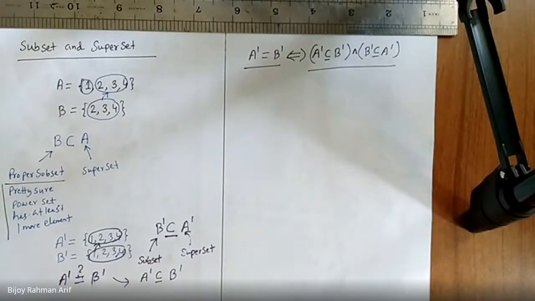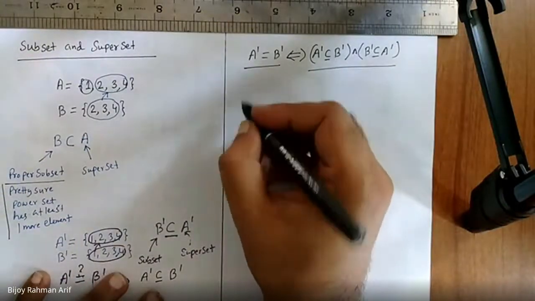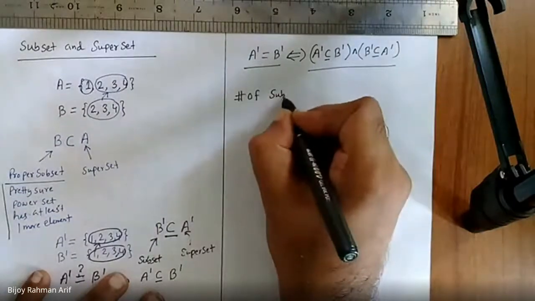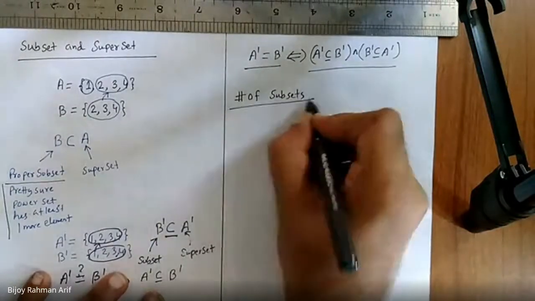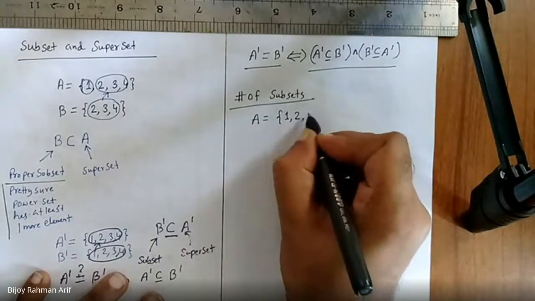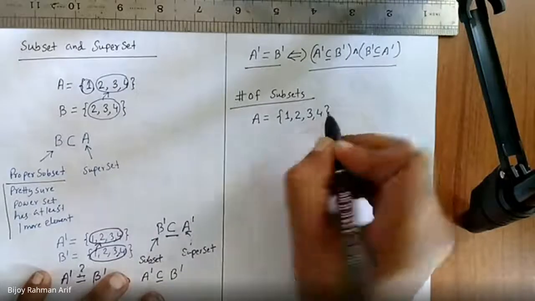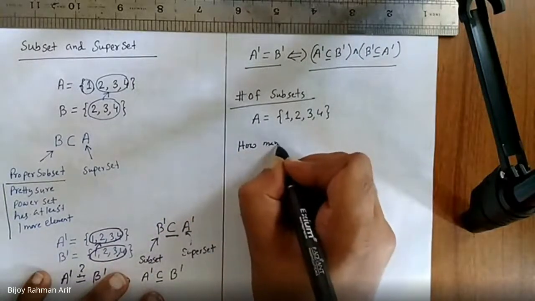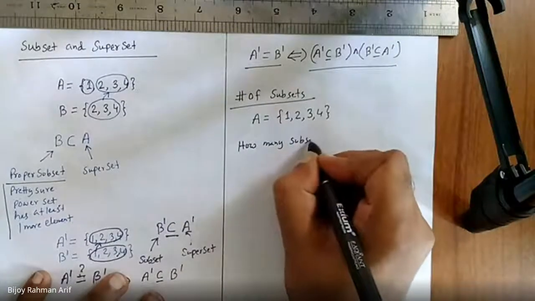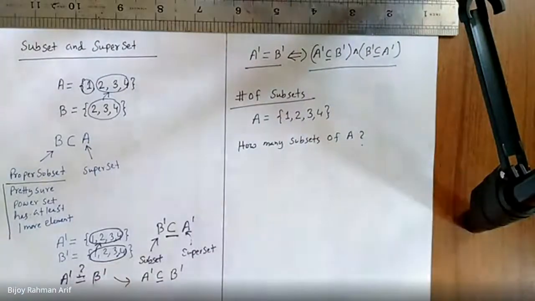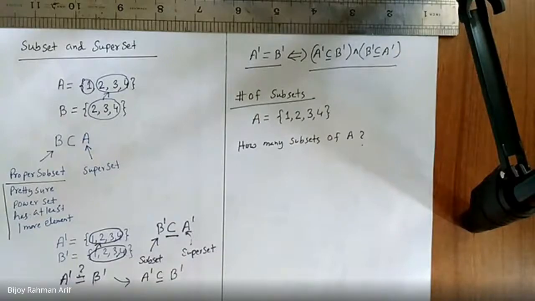Okay. So now, number of subsets. If A equal to {1, 2, 3, 4}, how many subsets are there of A? How many subsets of A? 5, sir. Is there any more answer?